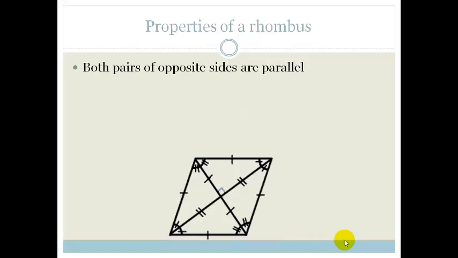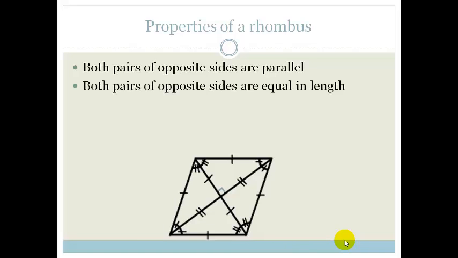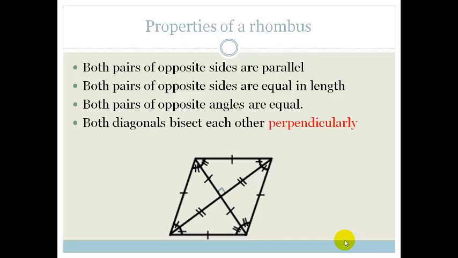First of all, both pairs of opposite sides are parallel. That we knew. We're very happy with that. Both pairs of opposite sides are equal in length. That was always true whether it was a parallelogram or a rhombus. Both pairs of opposite angles are equal. True. Both diagonals bisect each other, but this is different.